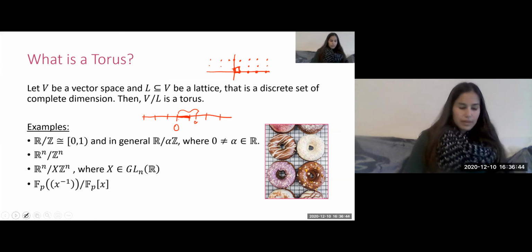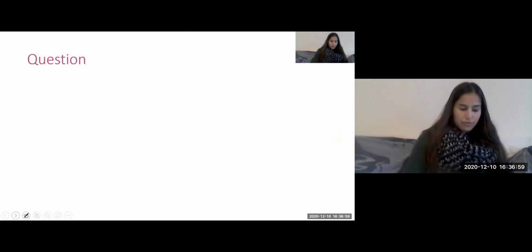So now that we know what's a torus, we can ask some basic questions. Some questions that I like to ask, or dynamicists in general like to ask about tori, is what are the invariant sets under certain nice automorphisms? So let's start with the following question.